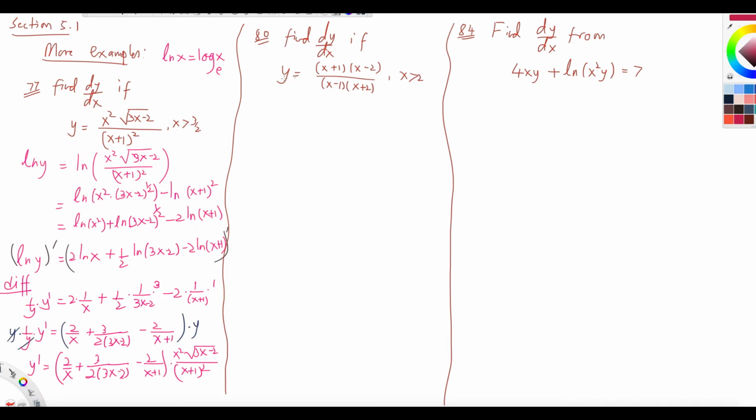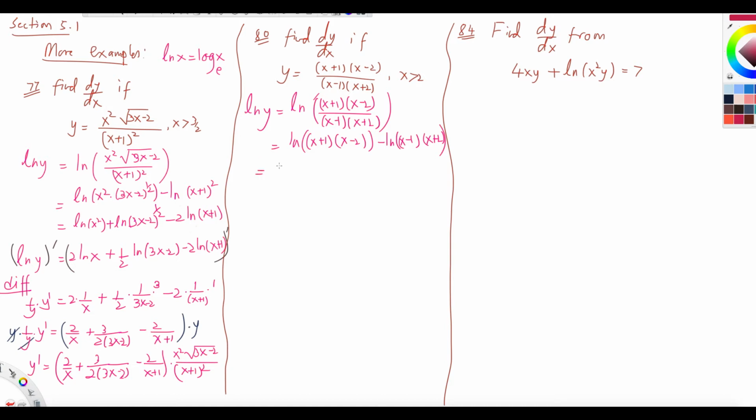Take natural log on both sides. ln y equals ln of (x plus 1)(x minus 2) divided by (x minus 1)(x plus 2). Now use the properties of the log. Then you can write ln of the top, which is (x plus 1) times (x minus 2), both inside the log, and then minus ln of (x minus 1) times (x plus 2). That's what you can write.